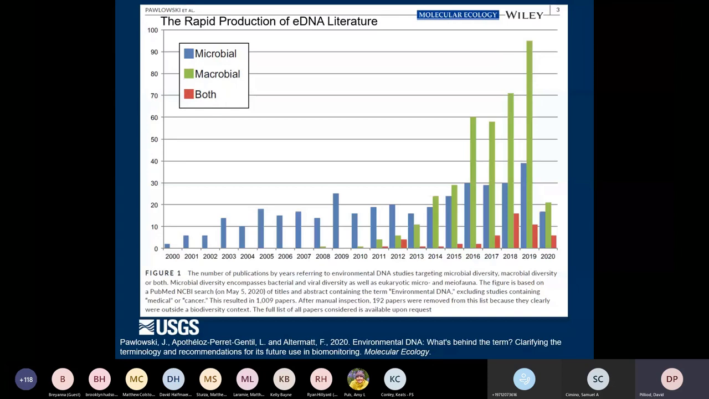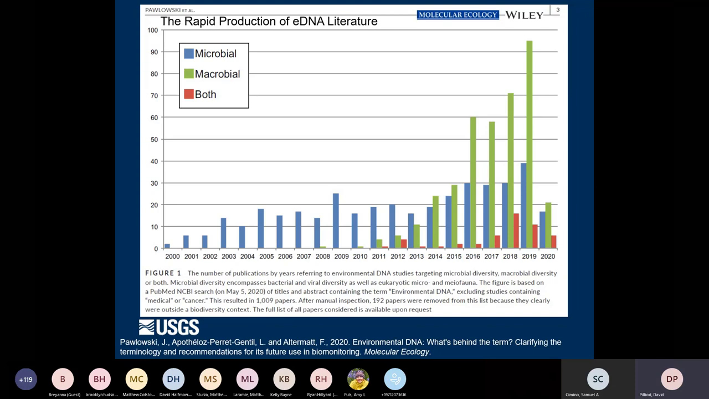The field is moving very rapidly. This is a figure of the number of papers published on eDNA. At the time of this publication, which was in 2020, there was about 1,000 papers that have been published. And generally, people would like to see eDNA focused on macroorganisms, not the microbial community, and you can see that in the green lines. But that's not agreed upon by everybody. In fact, Jan in this paper suggests that we need to be thinking about the microbial eDNA literature as well, which you can see goes back much further in those blue lines. And then the red is both.